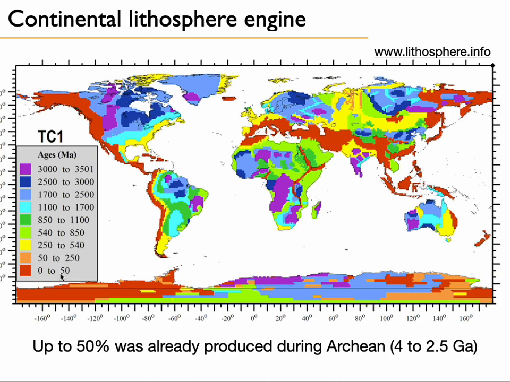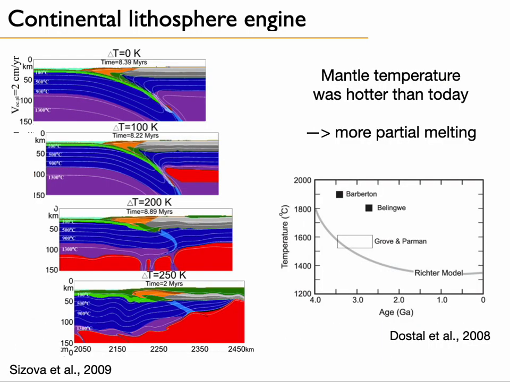So more than 50% of the continental lithosphere was produced during the Archean. So between 4 to 2.5 billion years, most of the crust of the continental lithosphere was generated. And the question is why? So here is an explanation for this.